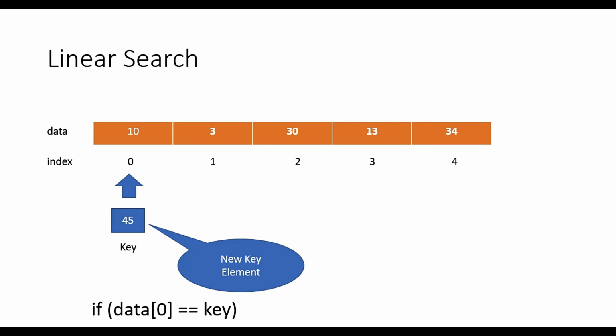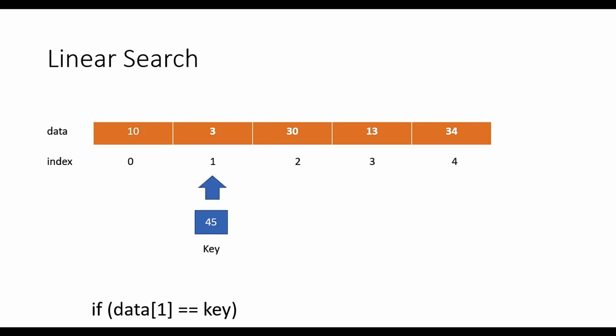Let's take one more example where we are trying to find a key element in the list. In this case, let's say 45 is the element I'm trying to search. Again, I'll start my traversal from the 0th element in the array. I'll compare with 10. It's not equal. We'll go ahead. We'll compare with 3. It's not equal. Again, we'll compare with 30. Not equal. We'll compare with 13. Not equal. And last, we'll compare with 34.